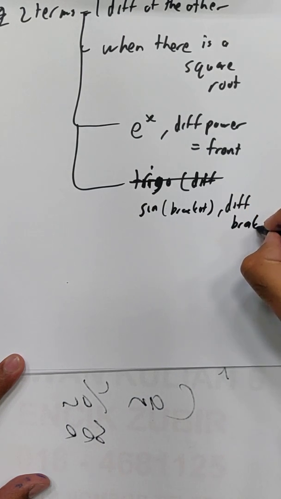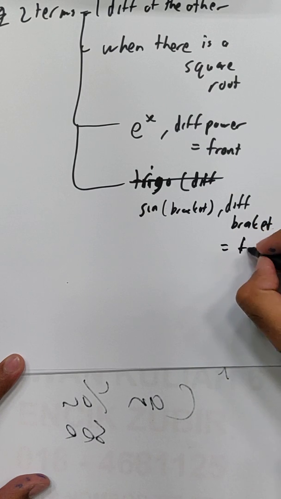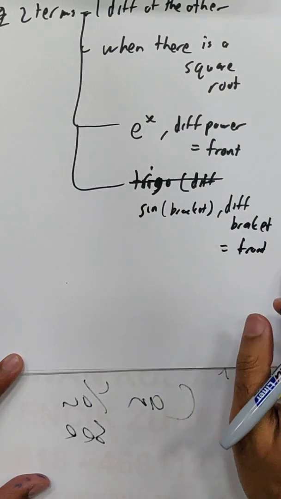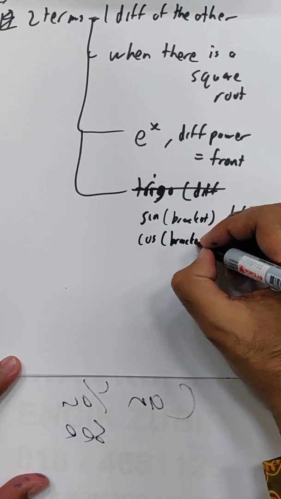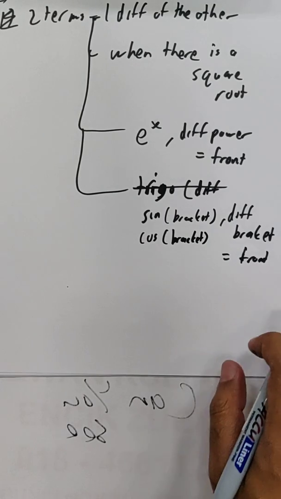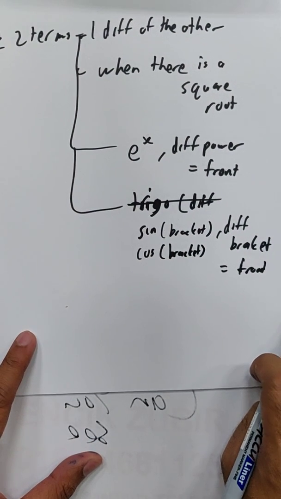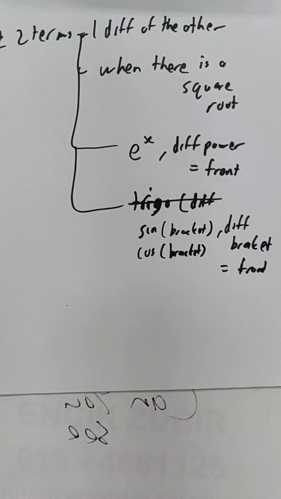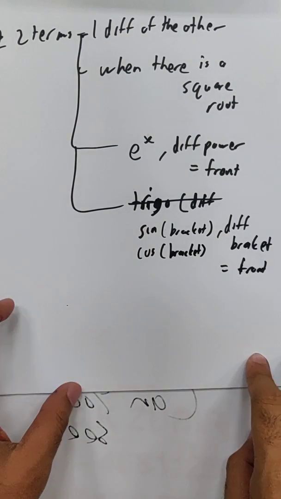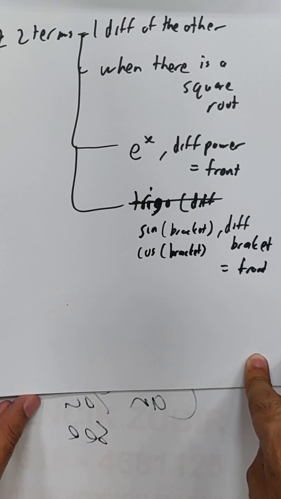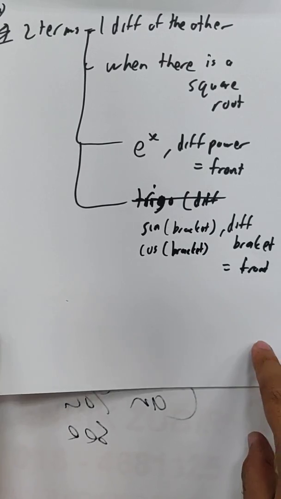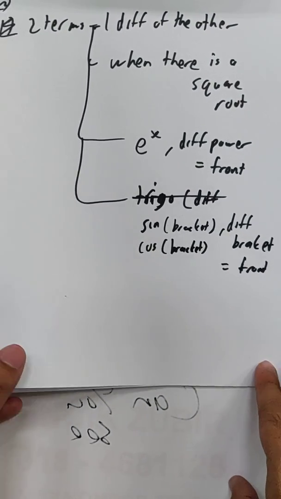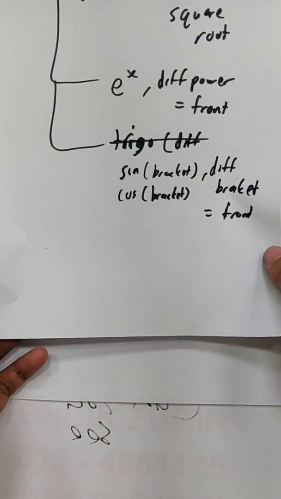Differentiate the bracket, equals the front. Mainly happens for this. I hope I remember all of them. I'll show you an example of each one by one. Okay, can I continue?